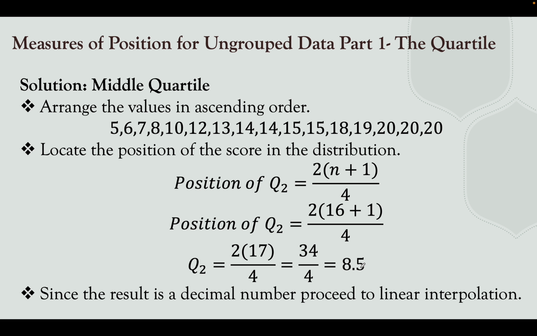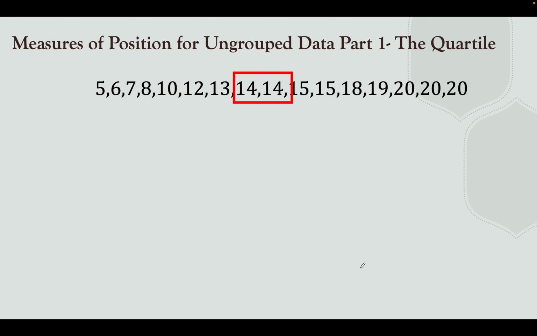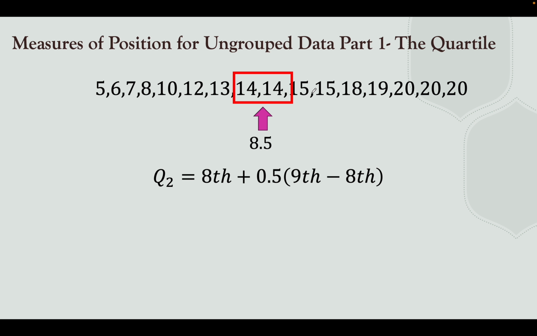Since the result is a decimal number, let's proceed to the linear interpolation. Let's locate 8.5: 2, 4, 6, 8. 8.5 is between the 8th and 9th positions. So the middle quartile is equal to the 8th data plus the decimal, which is 0.5, times the 9th minus the 8th data. Substitute the values. Our 8th data is 14 plus 0.5.